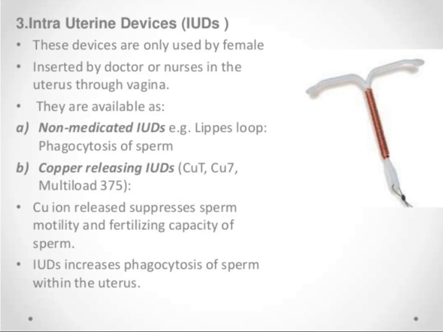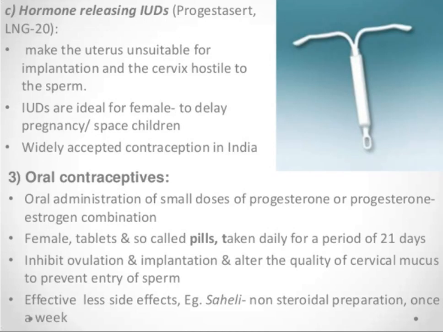Then comes the intrauterine devices. These devices are only used by females, and they are inserted by the doctors or nurses in the uterus through the vagina. They are available as non-medicated IUDs, like the Lippes loop, which causes phagocytosis of sperm, like I told you, spermicidal things can be used. Otherwise it is Copper T or Copper 7 or Multiload 375. So they are copper releasing IUDs. When copper ions are released, they suppress the sperm motility and the fertilizing capacity of sperm. These increase the phagocytosis of sperm within the uterus, and hence conception can be avoided. Then there are some hormone releasing IUDs, that is progestasert and LNG-20.